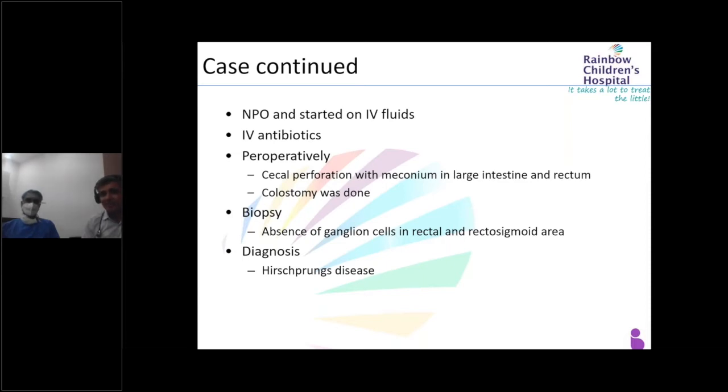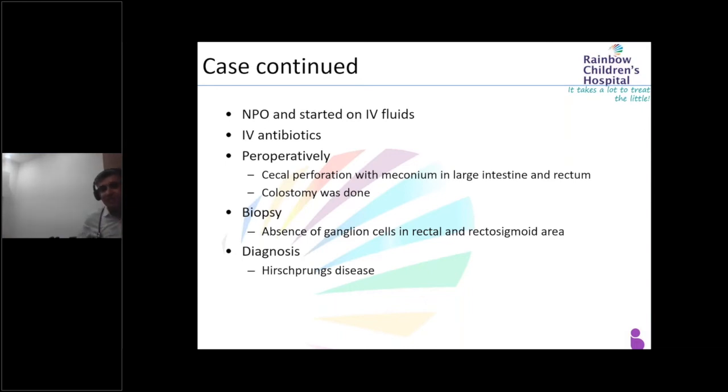Intraoperatively, the baby had cecal perforation, and the characteristic thing the surgeon noticed was the presence of meconium in the large intestine and rectum, for which suspicion of Hirschsprung's disease was raised. So a colostomy was done and biopsy was taken from multiple sites. There was absence of ganglion cells in the rectum and rectosigmoid area, so a diagnosis of Hirschsprung's disease was made.